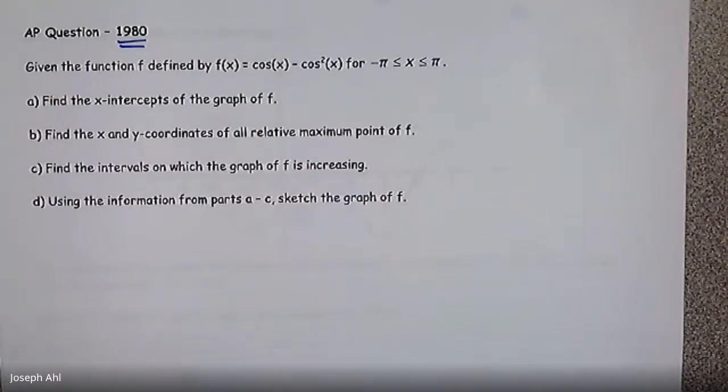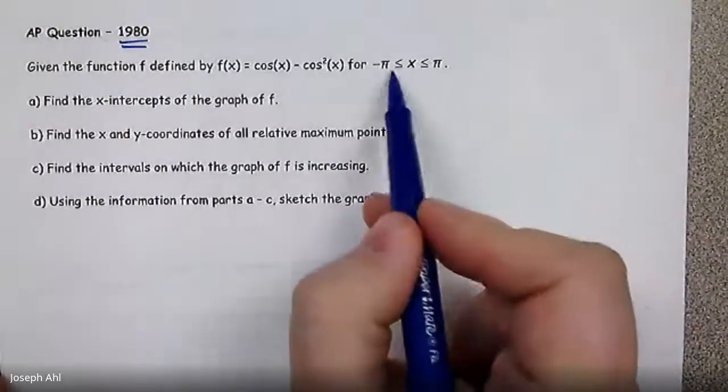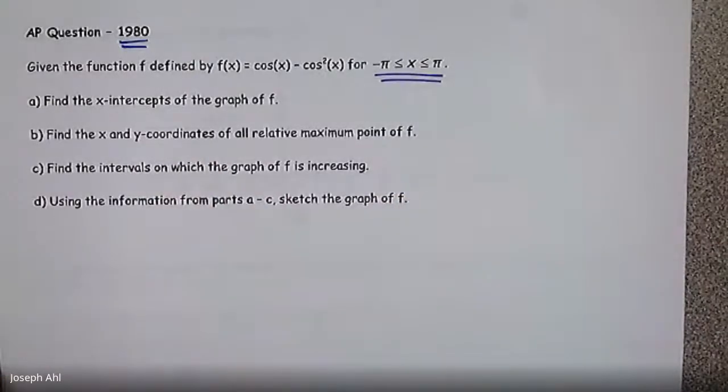So it's a good old trig curve sketching question. It says, find the x-intercepts of the graph of f. Find the x and y coordinates of any relative max points, find where it's increasing, and then take the information and make a sketch. It's important to note here that we're looking at this function f of x over the interval from negative pi to pi.